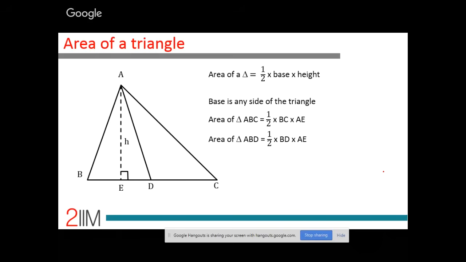Remember, half into base into height. For this, the height for the triangle need not be inside the triangle. So if you look at this triangle ADC, the height is still AE to the base DC. From A to BC, you can draw only one perpendicular. Fine. So altitude of a triangle can lie outside the triangle. Remember that. Don't forcefully draw a line from a vertex to the base. It could be to the base extended, either way. Let's keep that in mind.